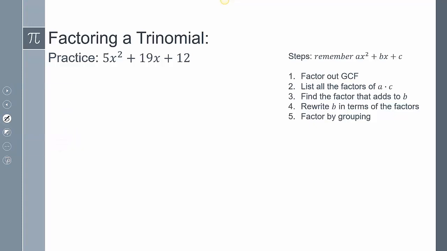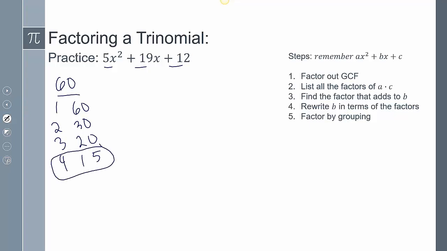On this practice here, factor out the GCF. Well, there's nothing in common with these. And so list all the factors of a times c. So a times c, that's going to give me 60. And so the factors would be 1 and 60, 2 and 30, 3 and 20, 4 and 15. There it is. So I figured that out. So now I can rewrite my b in terms of those factors. So I have 5x squared plus 4x plus 15x and then plus 12.